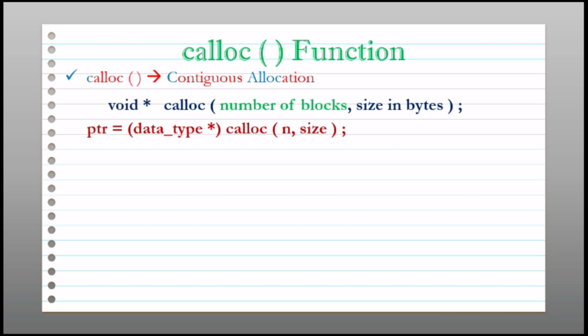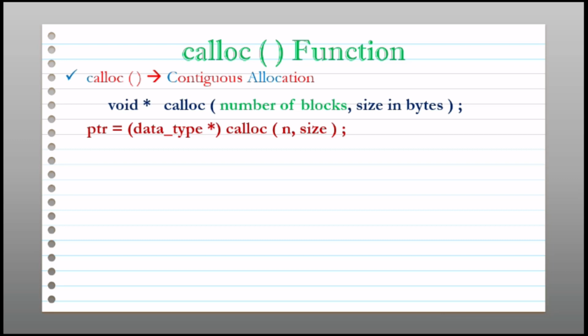This calloc returns a value of type void, but to store this value into the pointer variable ptr, it has to be converted into the appropriate data type. So depending on the data type of ptr, we have to mention the data type before the calloc function. So if the pointer variable ptr is integer, then the data type should be int star. This will convert the value returned by the calloc function, which is of void type, into integer data type.